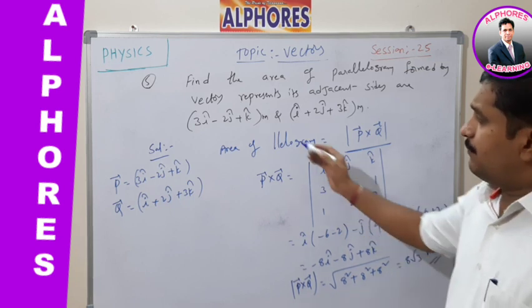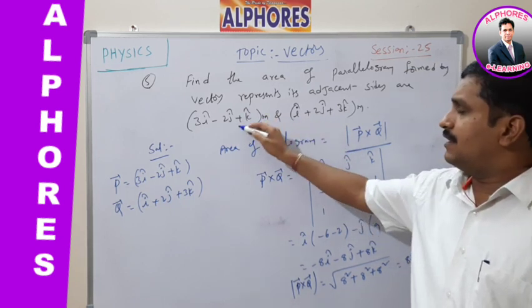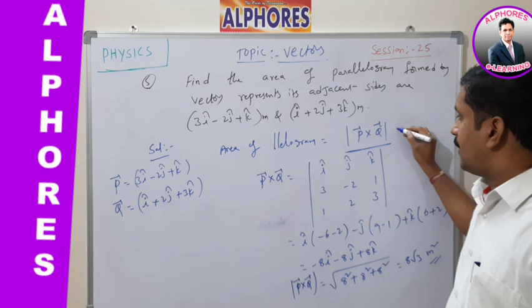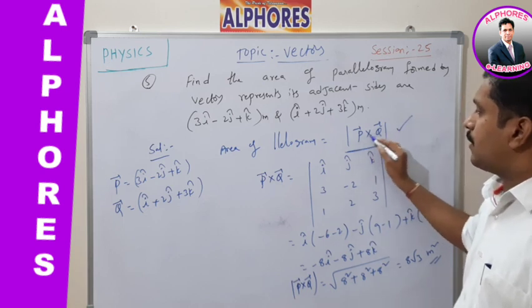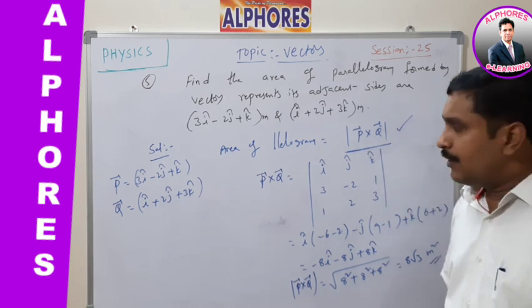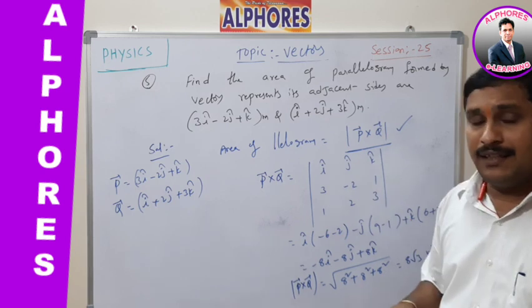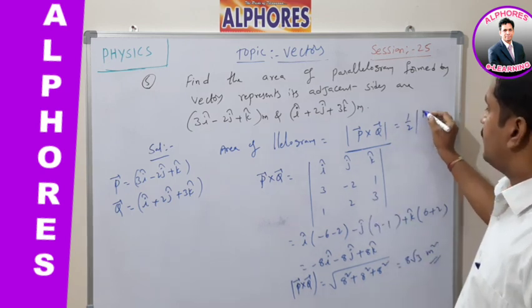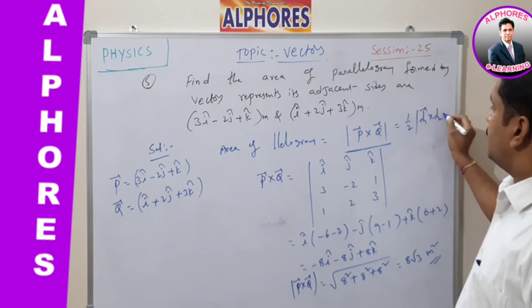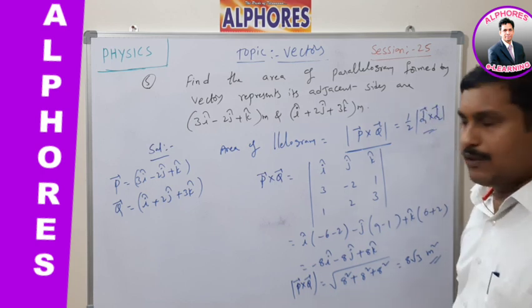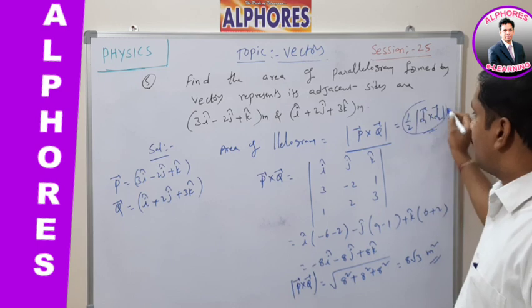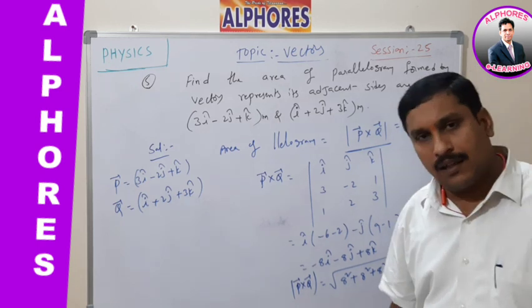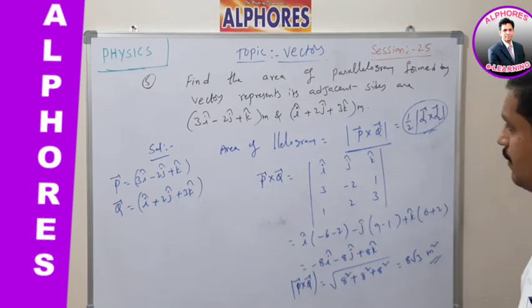So if you know the two vectors representing the adjacent sides of the parallelogram, the area of the parallelogram is the modulus of p bar cross q bar. Otherwise, in terms of the diagonals, the formula is that the area of the parallelogram is equal to half of the modulus of d1 bar cross d2 bar. This is also another method. If you know the diagonals of the parallelogram, this is the formula to get the area. Please note this one, it is also important.